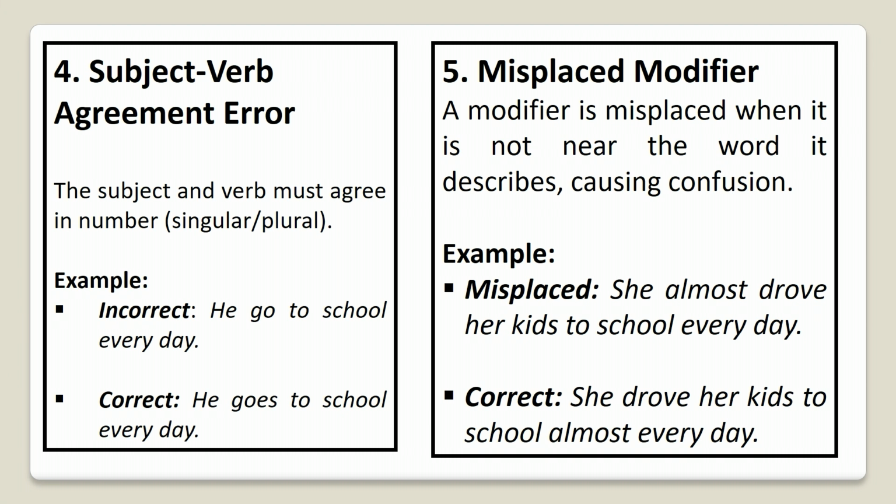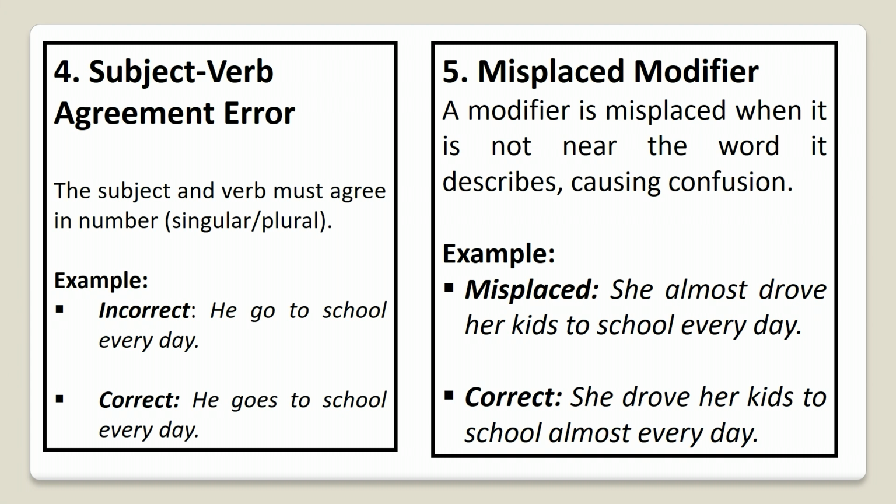So here the modifier was misplaced. So we just maintain the modifiers. She drove her kids to school almost every day. But earlier we were writing she almost drove her kids to school every day. That was not the correct sentence. So the correct one is the second one.